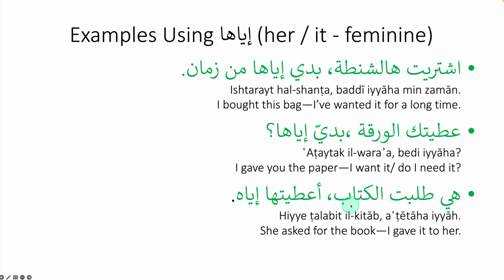هي طلبت الكتاب. أعطيتها إياه. She asked for the book. أعطيتها, I gave it to her. إياه. It, because إياه belongs to the book.